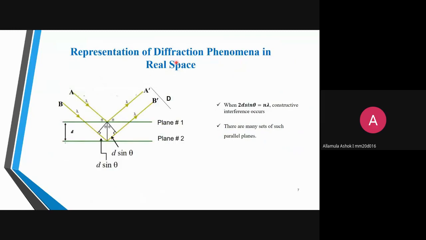This is the condition for diffraction phenomena in real space. This is the incident beam, this is the diffracted beam. For the set of parallel planes, the extra path traveled by ray 2 with respect to ray 1 is equal to 2d sin theta plus d sin theta. If this total path difference is an integral multiple of the wavelength, then constructive interference occurs. This is in the case of real space.